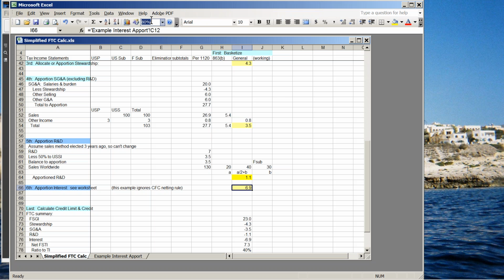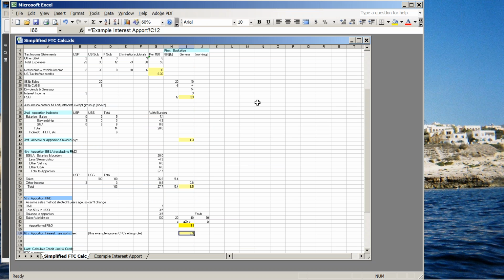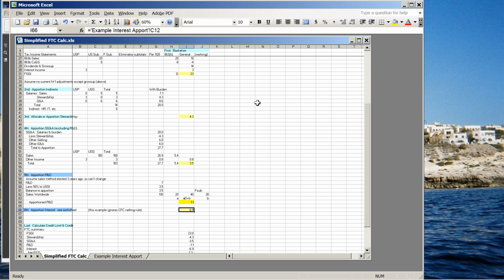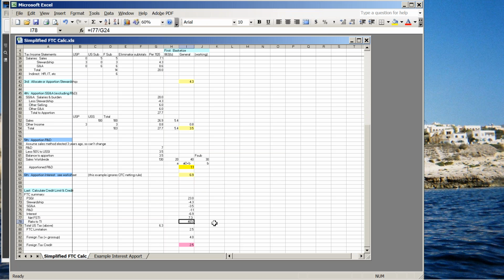So once we have all of these expenses identified, okay, once we've got our gross income and our expenses identified, then we can come up with net foreign source taxable income and see how that net foreign source taxable income relates to our total taxable income. In this example, it turns out to be about 40%.